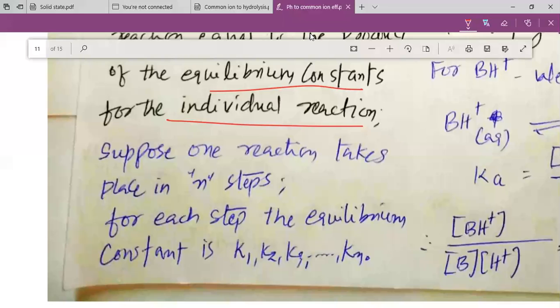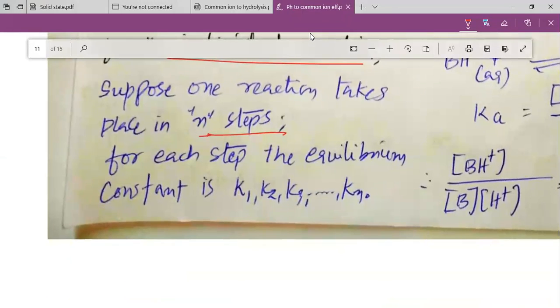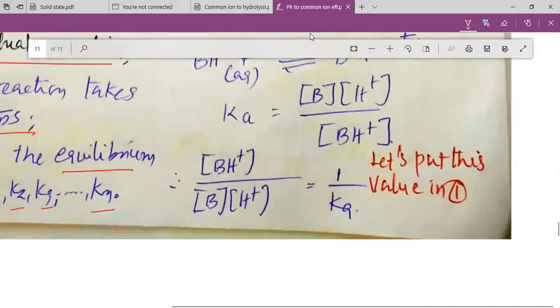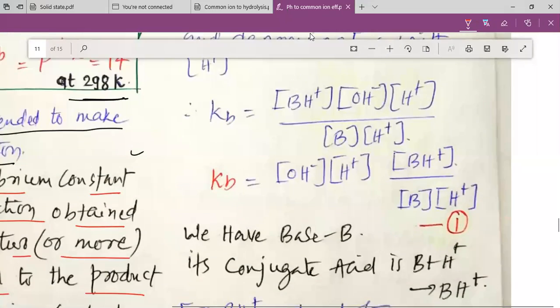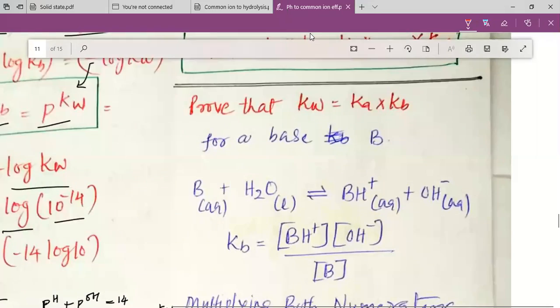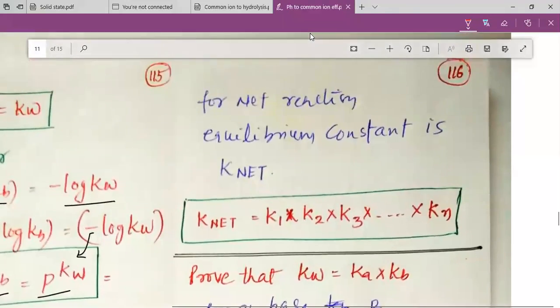So let us see. Suppose one reaction takes place in n steps. So suppose you add n various reactions at equilibrium. So at each step, the equilibrium constant is K1, K2, K3 up to Kn. Now you are adding the various n equilibria to each other, and you have various equilibrium constants K1, K2, K3, K4 up to Kn.